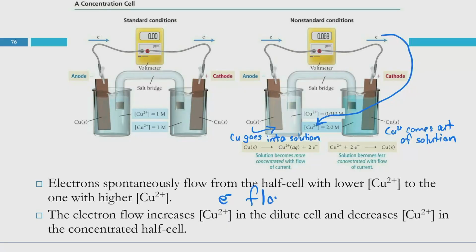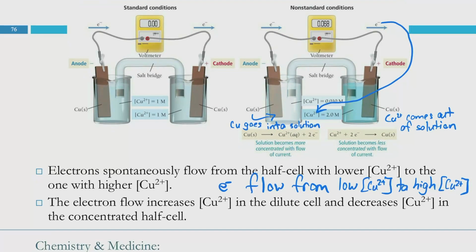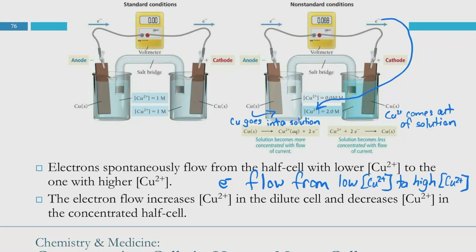Electrons flow from low to high, which is opposite of what we normally think of in terms of anything flowing. Normally it flows from high to low, but in this case the electrons are flowing from low to high because the electrons are what's going to bring our concentrations into equilibrium, to unity.